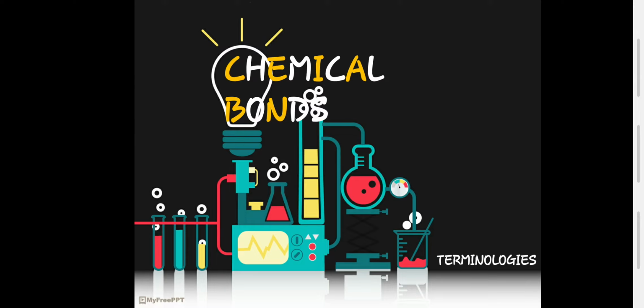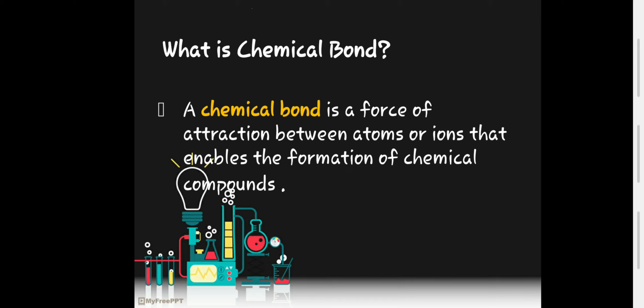Let's proceed to our next lesson, which is entitled chemical bonds. In an element, we have so-called sharing and giving of charges, and that is done in the process of chemical bonding. A chemical bond is a force of attraction between atoms or ions that enables the formation of chemical compounds. Let's take a look at the key terms.